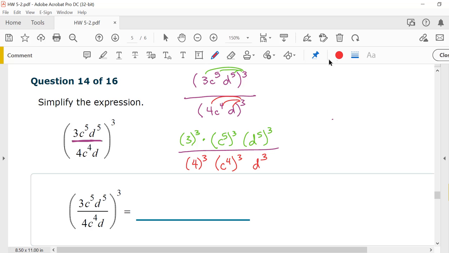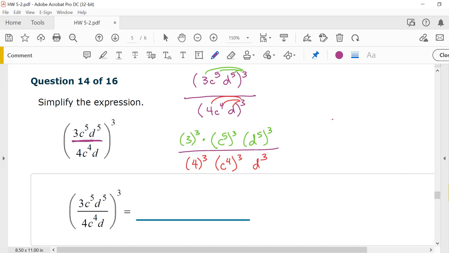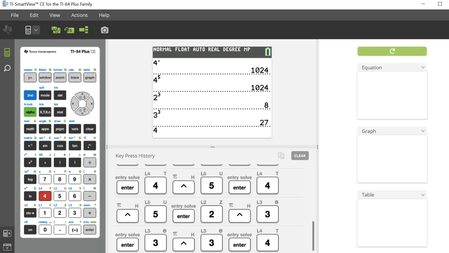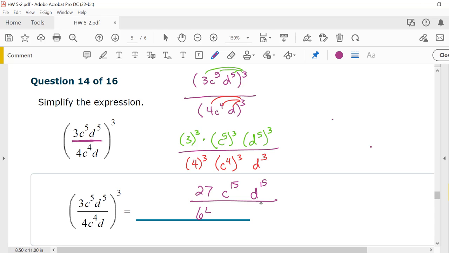Okay, what is 3 cubed? 3 cubed is 27. Okay, c to the 5 times 3 would be 15. D to the 5 times 3 is going to be 15, over 4 cubed, which is 64. Now, c to the 4 times 3 is c to the 12, d cubed. All right, one more step. We can't simplify the number, so it's going to be 27 over 64.